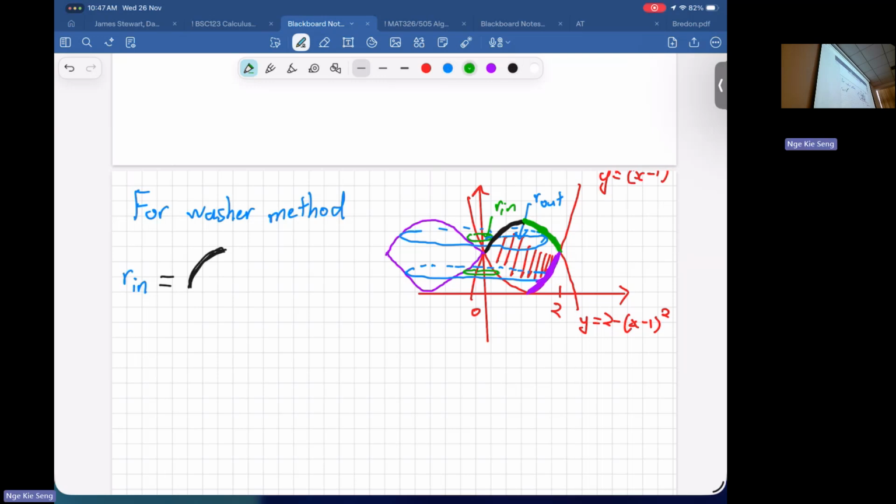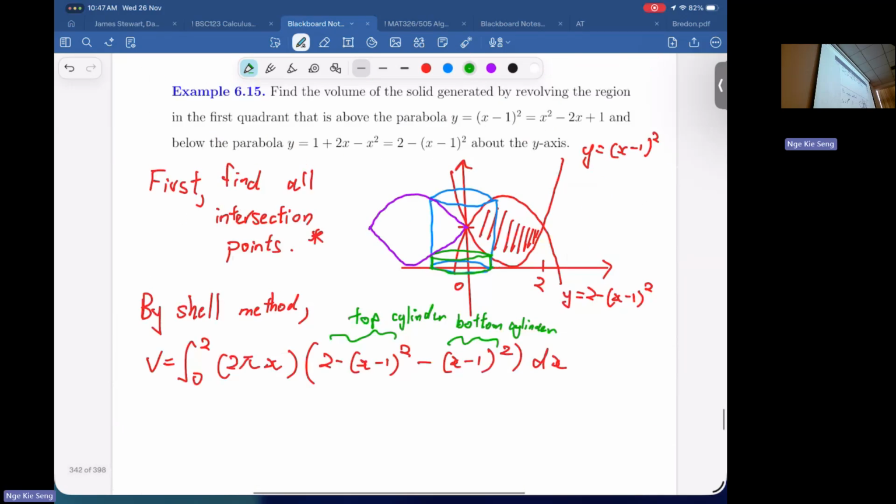Where's our y? We need to determine our y. Did we determine that? Okay, we haven't determined that. What's the maximum point here?